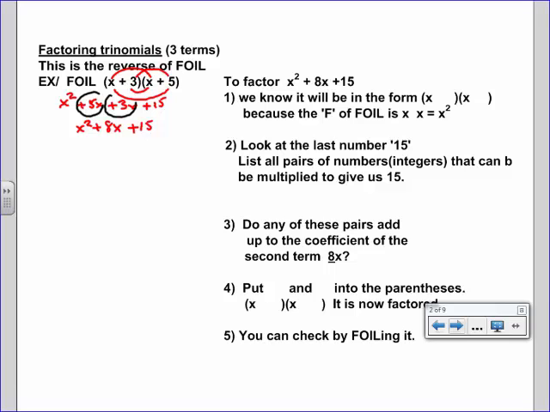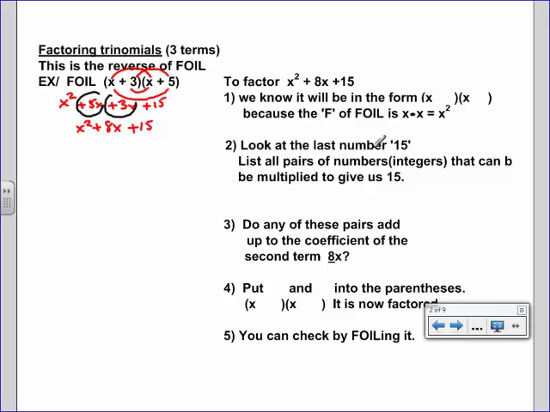What trinomial factoring is, it's starting with something and then working backwards to the form in parentheses. For example, to factor x squared plus 8x plus 15, we know it's going to be in this form: two sets of parentheses with an x and an x. The reason we know it's an x and an x is because when we do the F of FOIL, x times x is x squared.